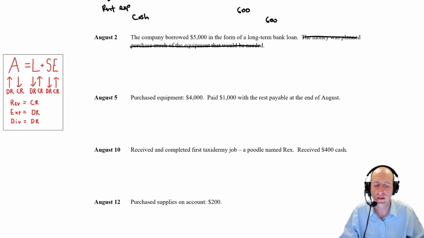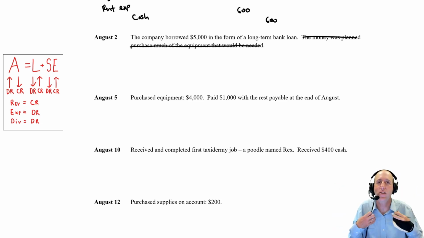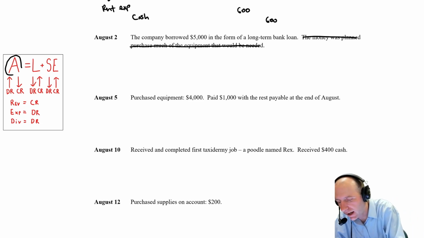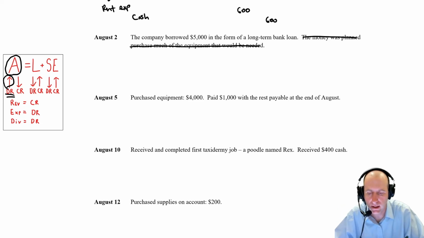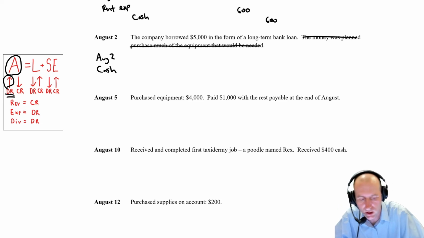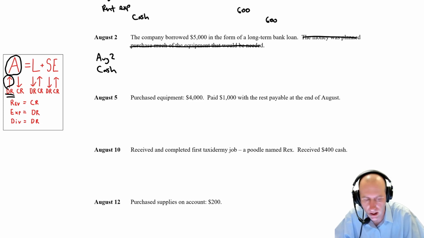We borrowed $5,000. So did money change hands? The answer is yes. We received cash. So cash, again, is an asset. It is an asset that is increasing. Let's debit cash. So August 2nd, we'll write cash on the left here, and the amount was $5,000.